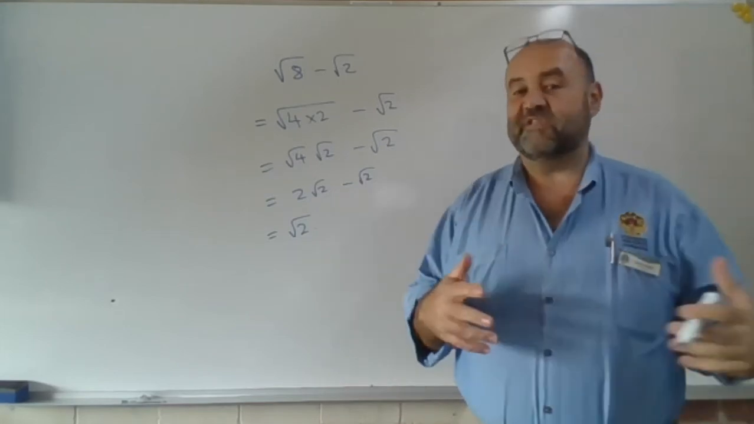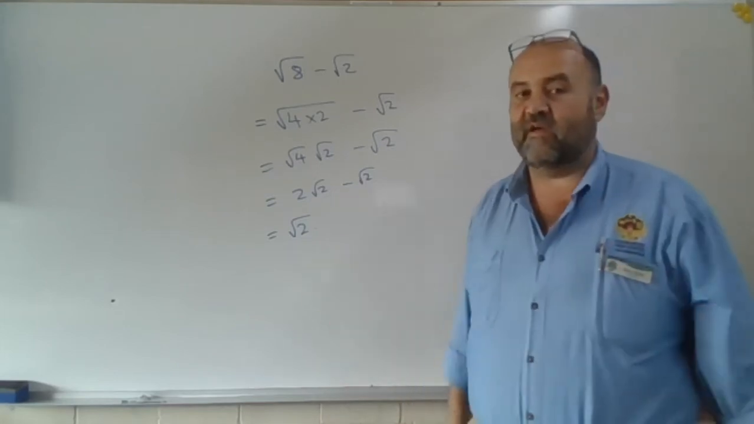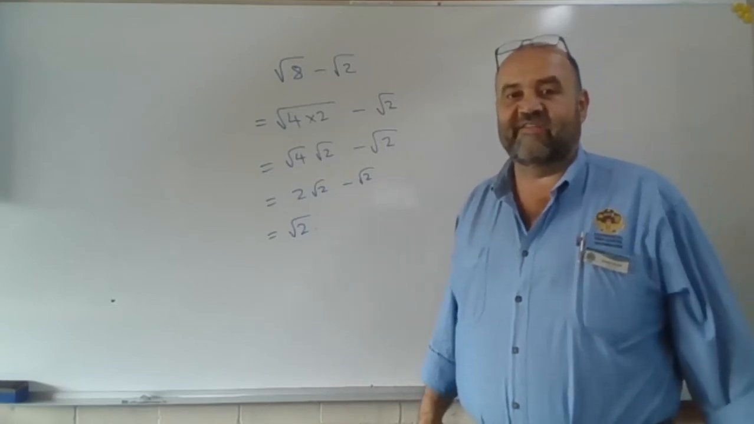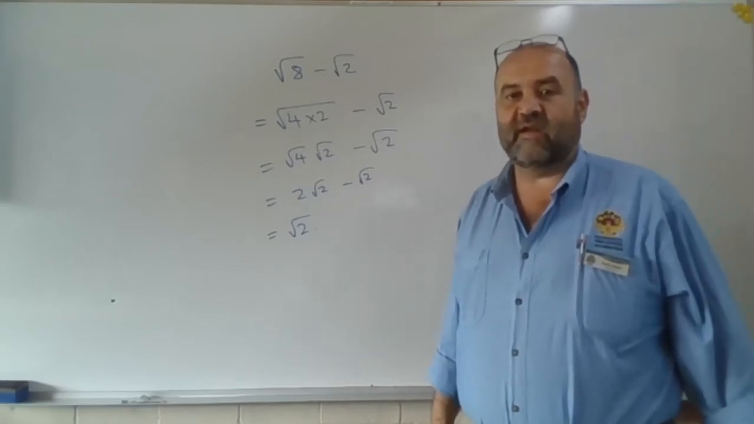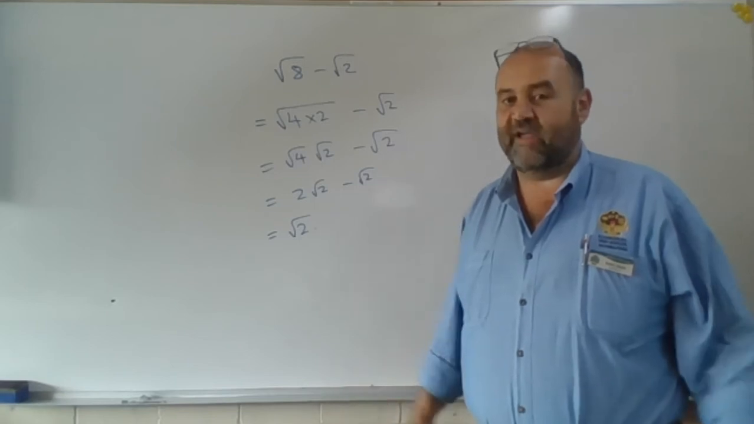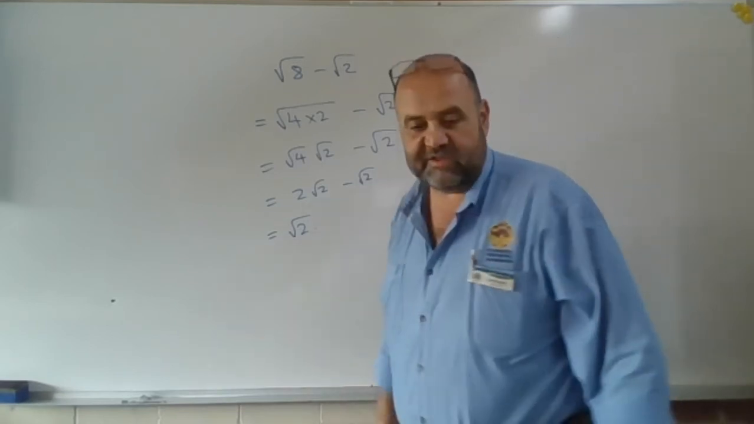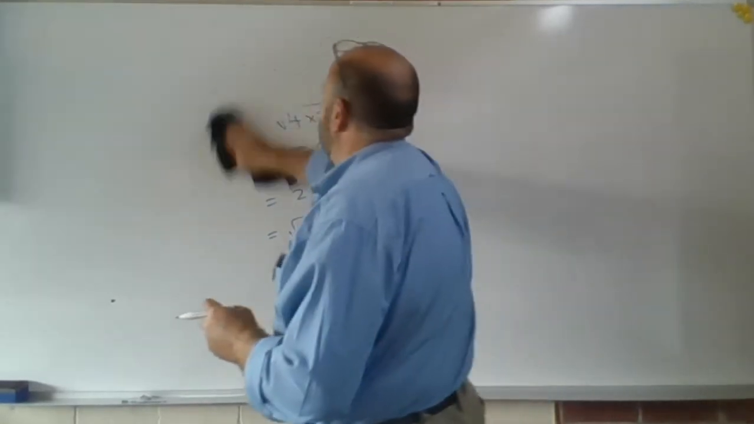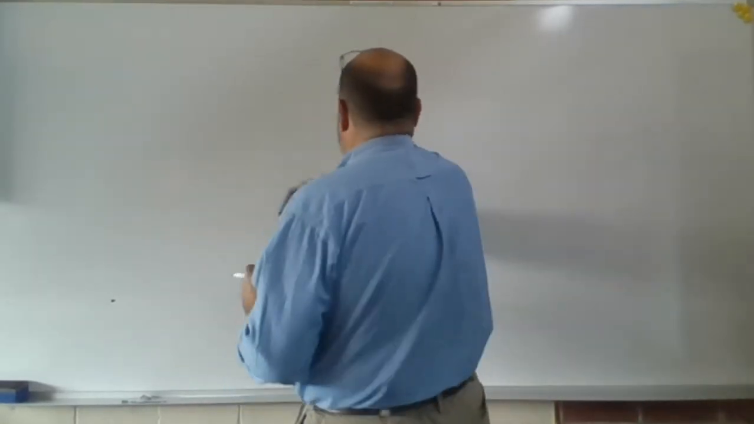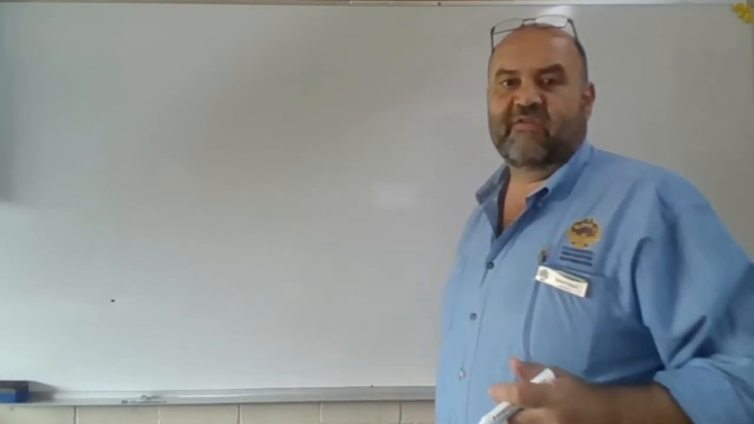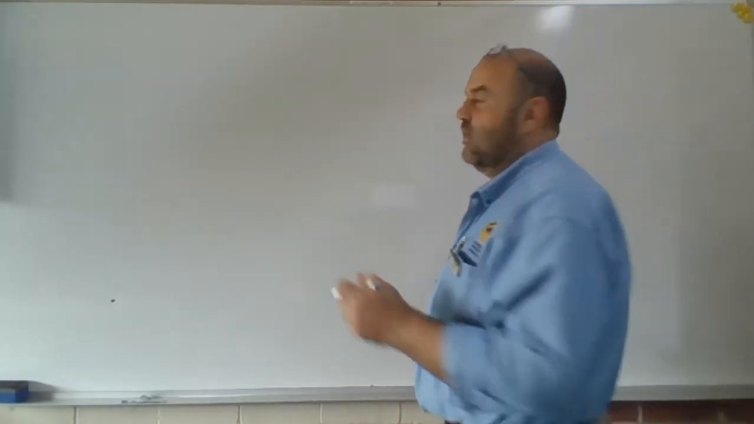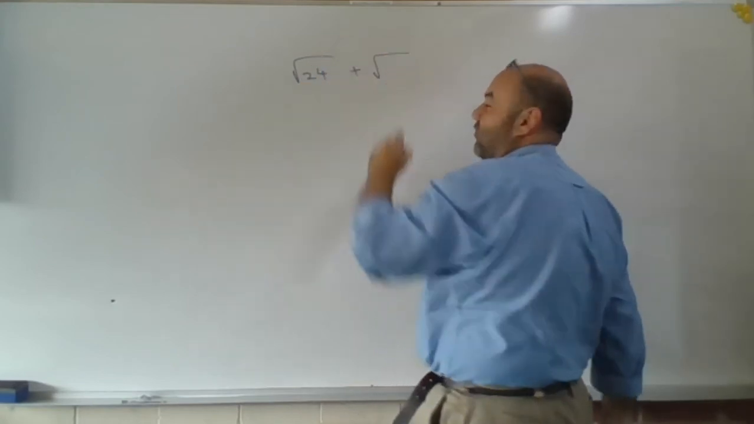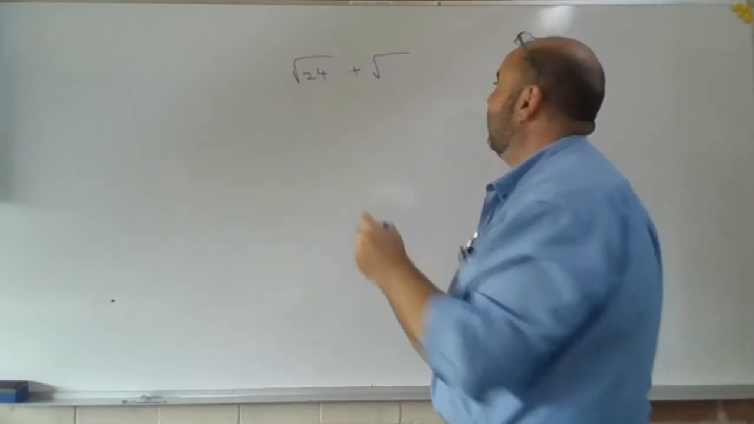Let me pick one of the parts from further into the question, and we'll have a look at that as well. I am having a look at question I. Question I asks us to simplify the square root of 24 plus the square root of 54.